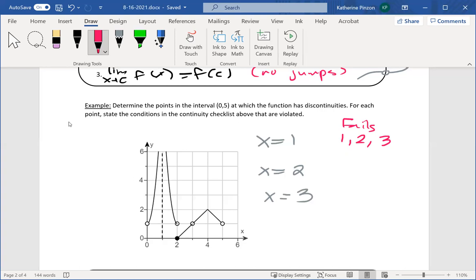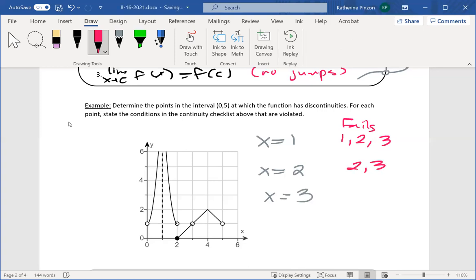Does the value of the function exist at x equals 2? Yeah, it has a built-in dot, right? So condition 1 holds. Does the limit exist at x equals 2? No, because it's broken. Okay, if the limit doesn't exist, then the function and the limit can't be the same, right? So 2 and 3 fail for this guy.